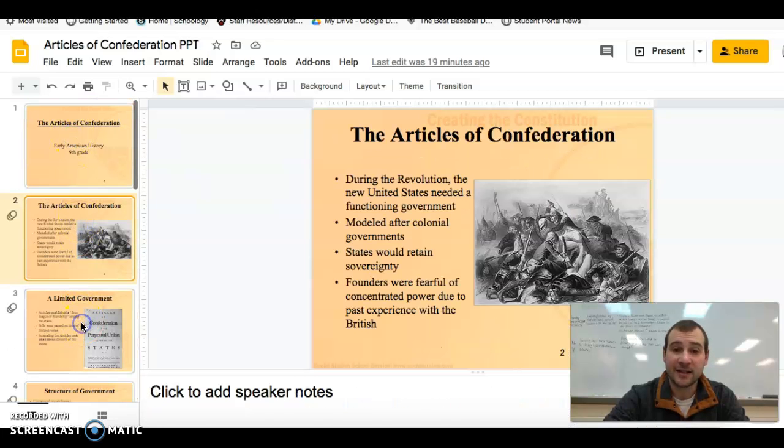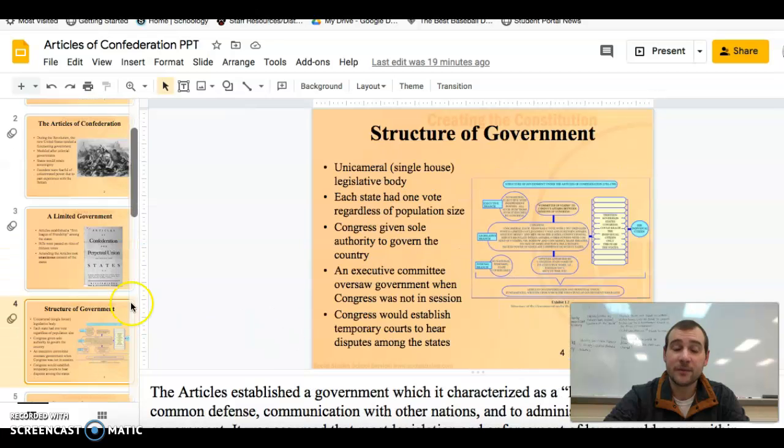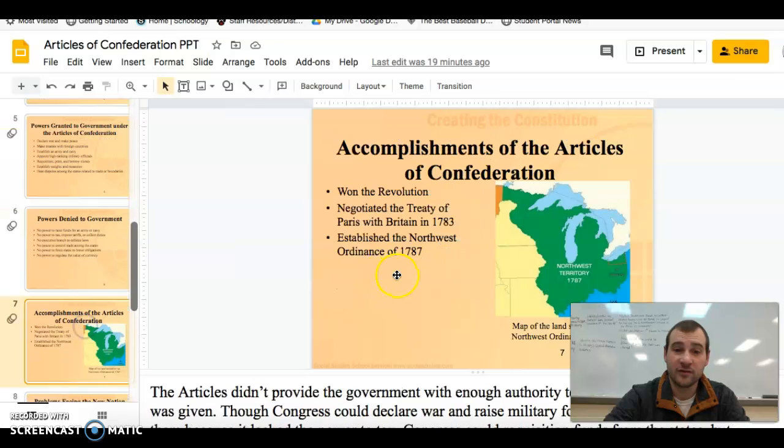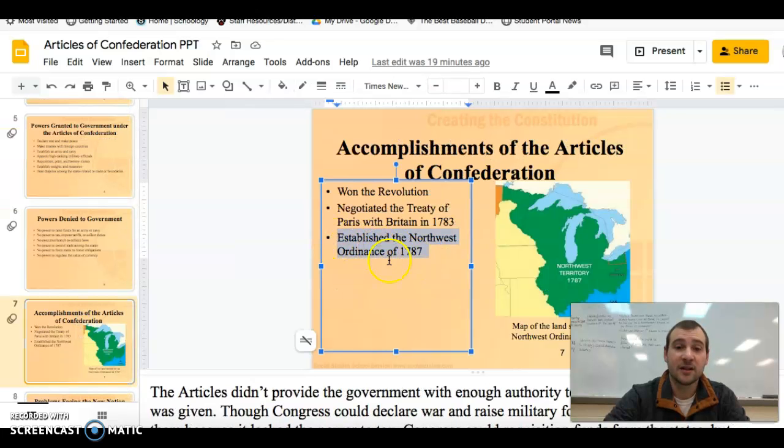And tomorrow, like I said, we'll have a little reading assignment on the Northwest Ordinances, which is one of the major accomplishments of the Articles of Confederation.